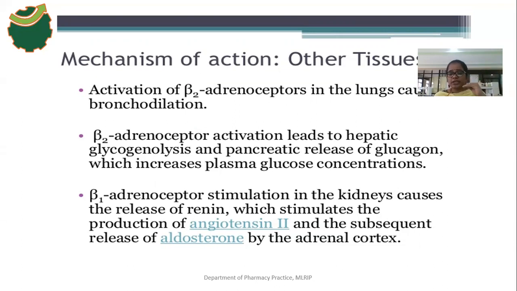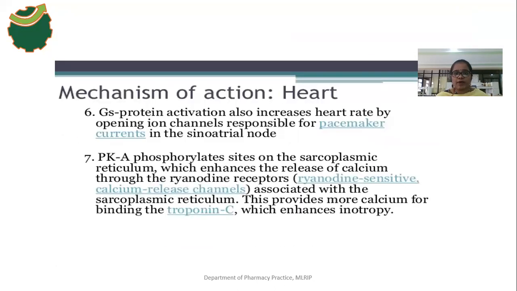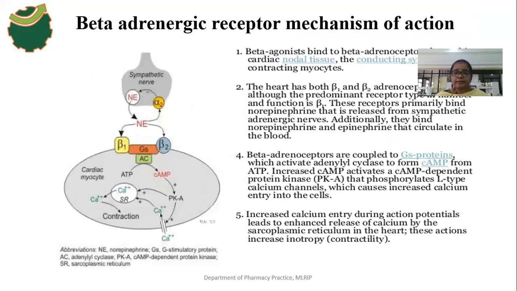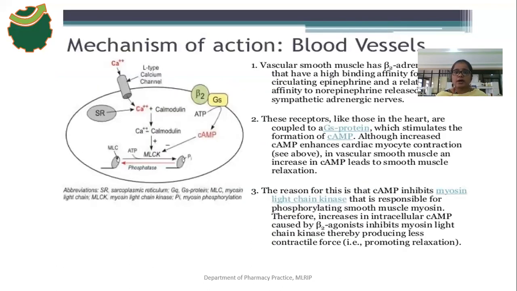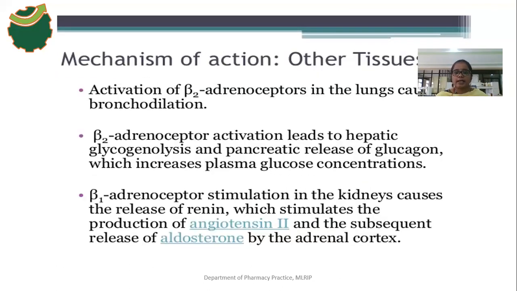When the aldosterone levels increase, the blood volume increases due to more reabsorption of water and sodium ions. So that's why the blood volume increases, which means the blood pressure also increases. And this was the mechanism of action of beta adrenergic receptors on the heart, on blood vessels, on lungs, on liver, and on kidney.